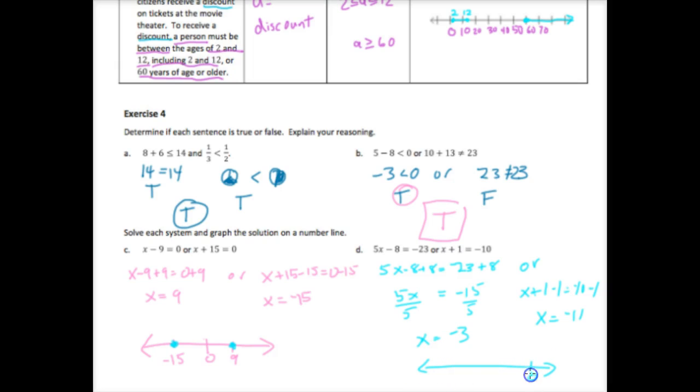Interesting. I'll put 0 here. 1, 2, 3. Negative 3. 4, 5, 6, 7, 8, 9, 10, 11. Negative 11. Interestingly though, I don't even have to shade, I just have to color the dots. Ta-da! Done.